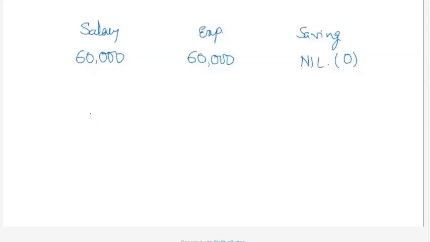Okay. Let's say now another case, another scenario. Salary 60,000, but I'm spending 40,000 every month. So my saving is 20,000 per month.